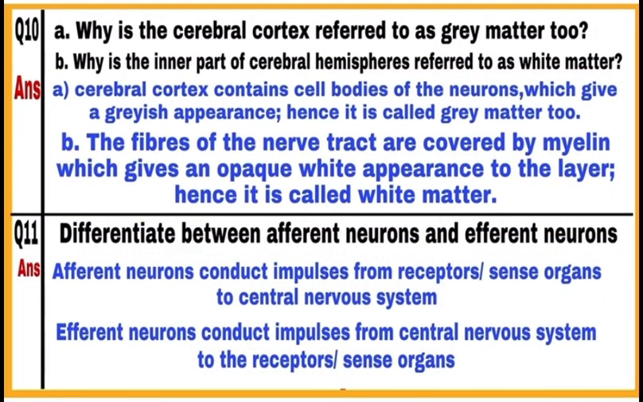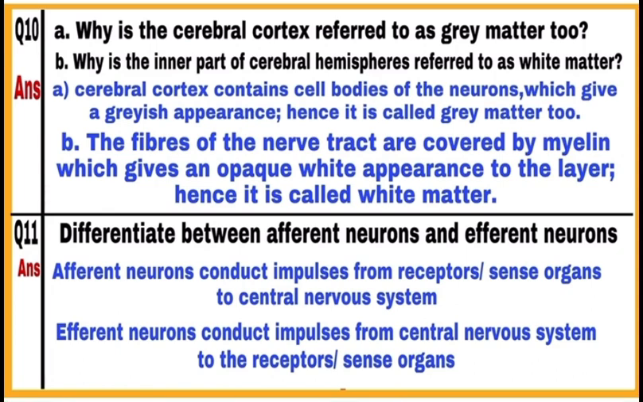Question 10, Part A. Why is cerebral cortex referred to as grey matter too? सेरिब्रल कॉर्टेक्स में न्यूरॉन्स की सेल बॉडीज प्रेजेंट होती हैं जो ग्रेइश अपीयरेंस देती हैं. हेंस इट इज कॉल्ड एज ग्रे मैटर टू. पार्ट बी. Why is the inner part of cerebral hemisphere referred to as white matter? Fibers of nerve tract are covered with myelin sheath, which gives an opaque white appearance to the layer. Hence, it is called as white matter.